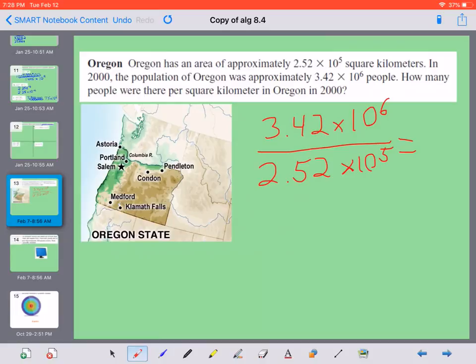So I'm going to put that in my calculator. 3.42 times 10 to the 6th power divided by 2.52 times 10 to the 5th power. And we get about 13.57, and then I'm just going to round it off there. It's about 13 people per square kilometer.